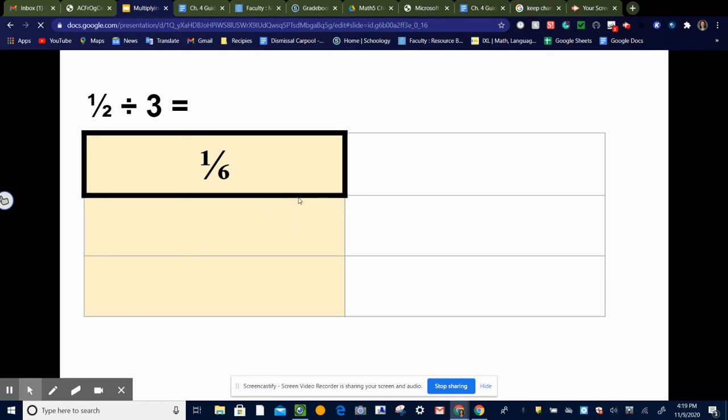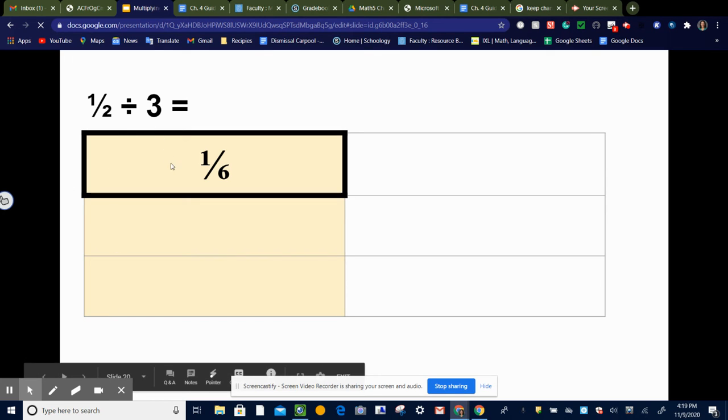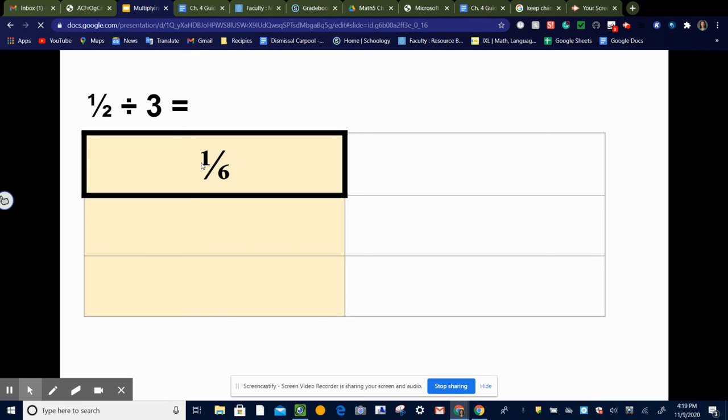And when we look at that, one of these parts is 1/6 of the whole, because there's 1, 2, 3, 4, 5, 6 rectangles, and one of them would be 1/6 of the whole. So what that means is 1/2, which is the yellow part, divided into 3 pieces. Each piece would be 1/6.